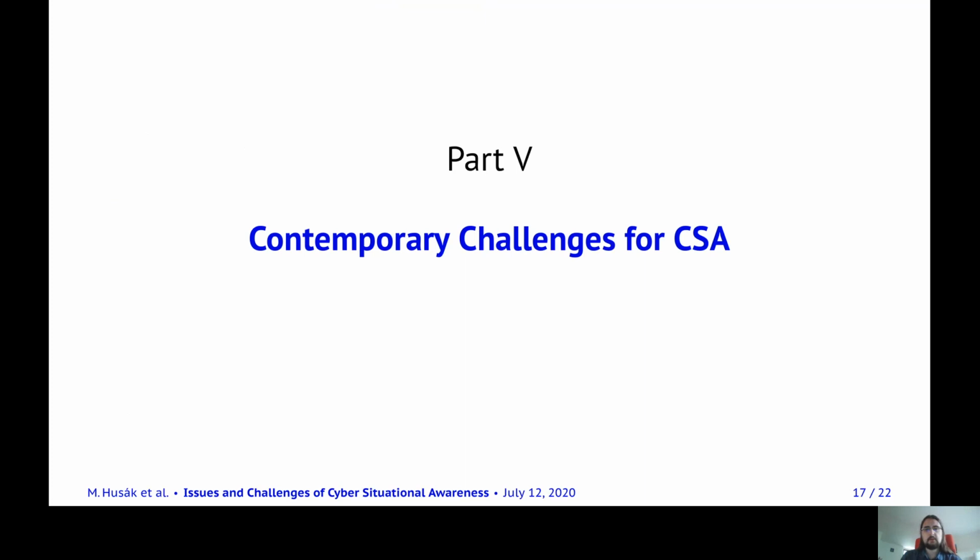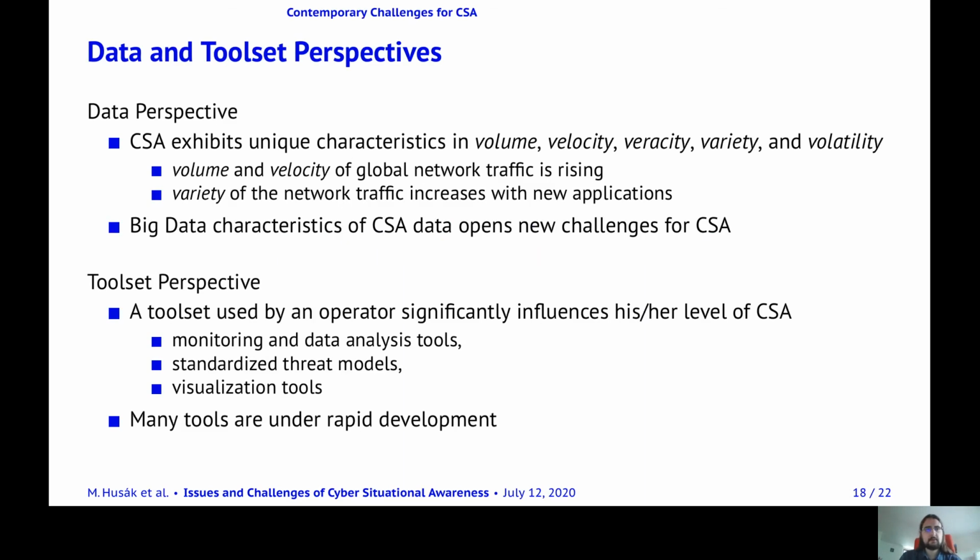Finally, we identified challenges for research and development of CSA. We divided this into 2 perspectives, data perspective and toolset perspective. In the data perspective, we found out that the CSA exhibits characteristics in volume, velocity, veracity, variety, and volatility of the data, which makes the CSA data a big data. For example, we have to process network traffic or system logs, which are enormous in volume and velocity. Also, a variety of network traffic or types of attacks is increasing all the time, and we have to face new challenges related to this.